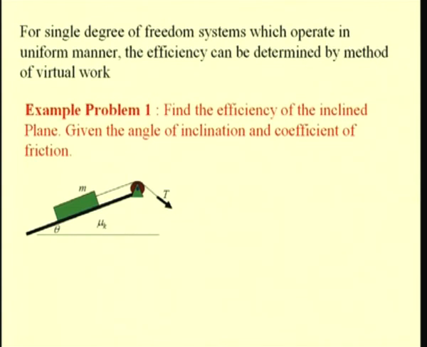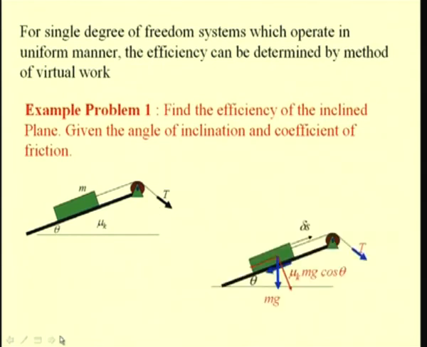The plane is inclined at an angle of theta, and let mu k be the kinetic coefficient of friction between this block and this inclined plane. So, we have a smooth pulley and a cable passes over the pulley and the cable is pulled, and let T be the tension in the cable, and we are interested to know the efficiency of this process of raising the load in this inclined plane.